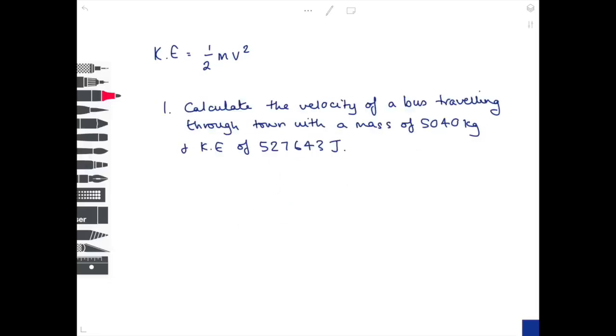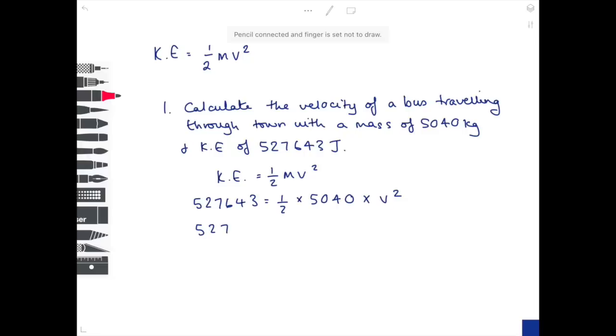Calculate the velocity of a bus travelling through town with a mass of 5,040 kilograms and kinetic energy of, I'm not going to read this number out, 527,643 joules. So writing out the equation, KE equals half m v squared. We know the KE this time, so I'm just going to pop that in here. I find it easier to answer these questions if I rearrange later. So half of mass, so that's half times 5040. And we're looking for velocity, so we keep that as v squared. The easiest thing now is to work out half of the mass, which is 2,520. Times that by v squared.